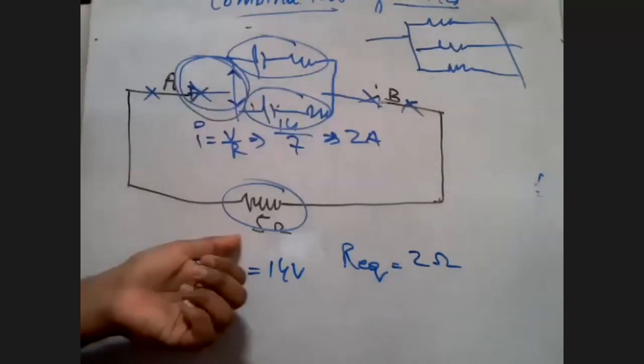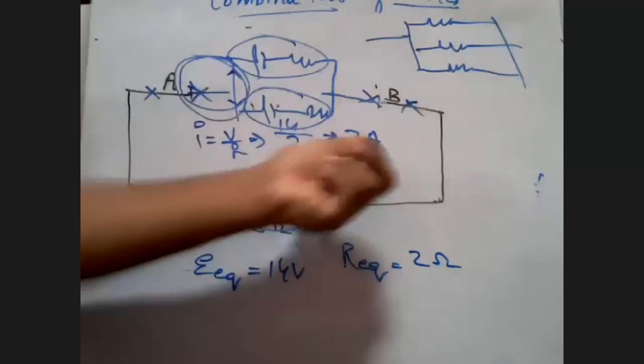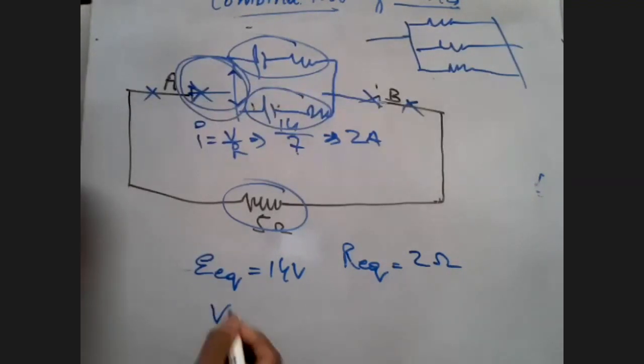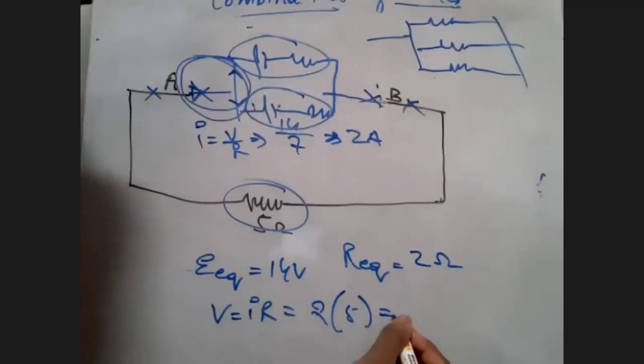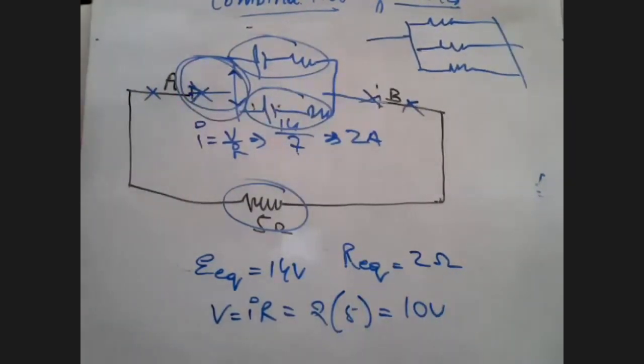So find out the potential across this 5 ohms. If current is 2 amperes, what is V? V is equal to I times R. So I is 2 amperes, resistor is 5. So how much is the potential? 10 volts.